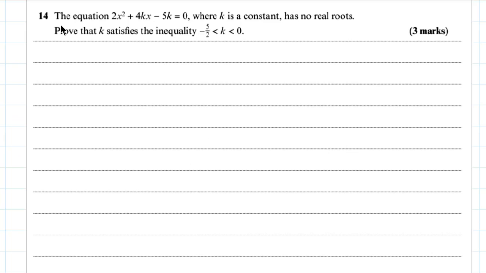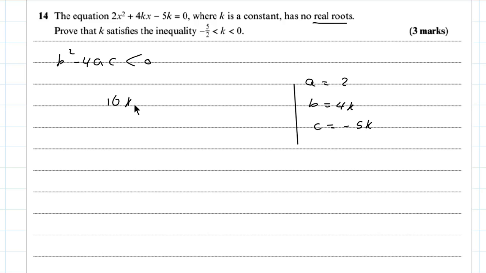14. The equation where k is a constant has no real roots, which means b squared minus 4ac is less than 0. a is 2, b is 4k, c is negative 5k. So b squared will be 16k squared minus 4 times a, which is 2, times c, which is negative 5k, should be less than 0.